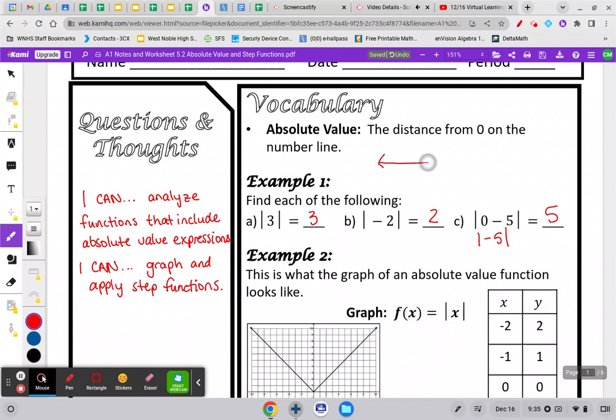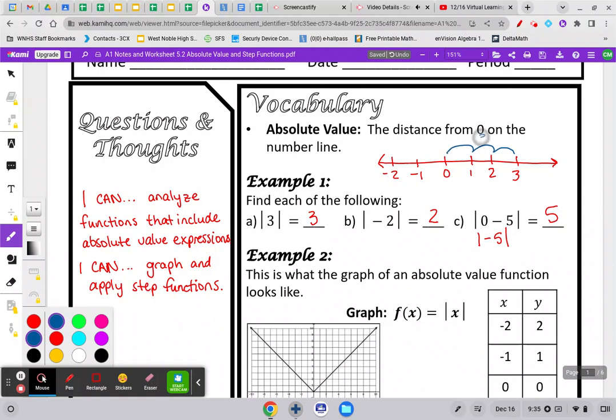So real quick, if you were not here on yesterday's intro lesson, when it says it's the distance away from 0, hopefully you recall distance must be positive. So this first problem, 3 is 3 units away from 0. Negative 2 is 2 units away from 0. Distance is not negative. That's why it is a positive 2 away from 0.